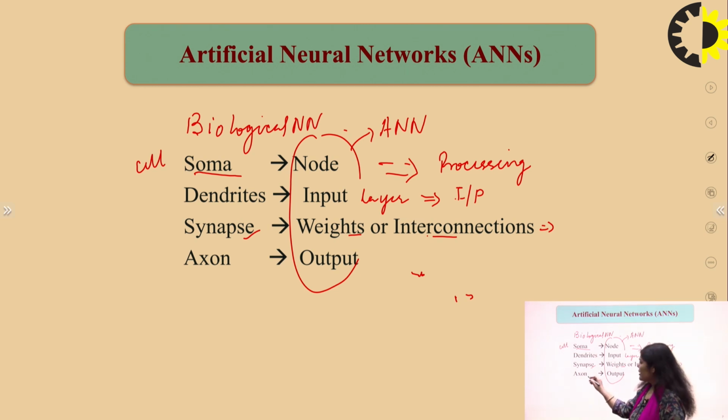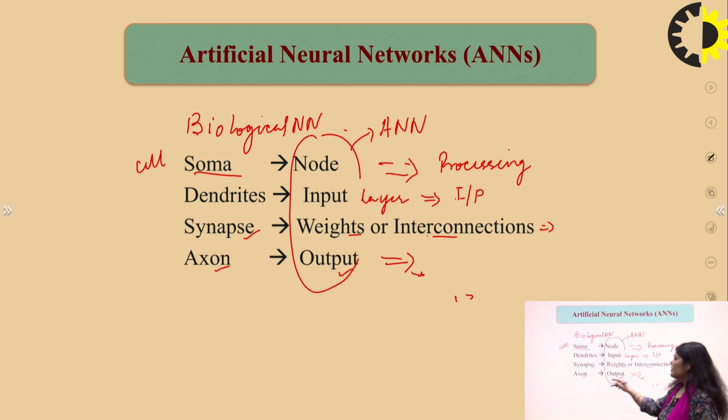The last component here is the axon in the biological neural network, and in the artificial neural network, it is the output layer. So as you can understand, this component is responsible for generating the output of the network or the output of the specific neuron here.